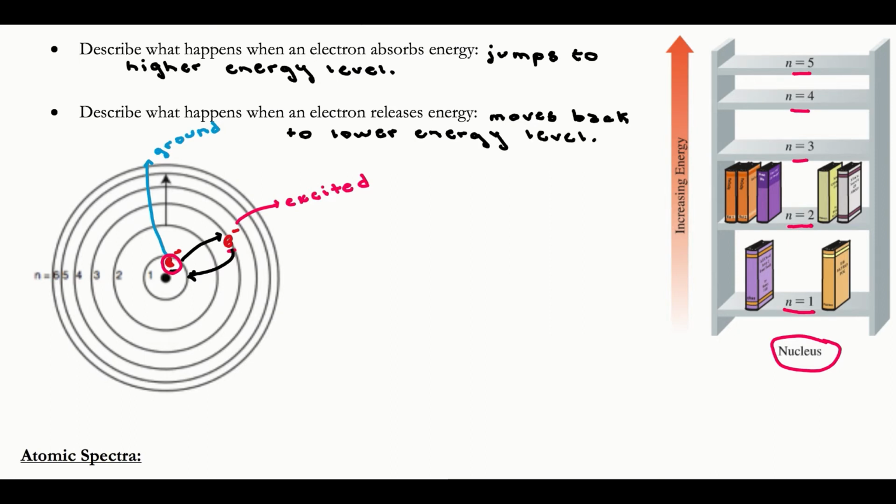All right, so why do we care? Well, when that electron goes from the excited state back down to the ground state, in order to do that, it is releasing energy, and it releases energy that has a very specific energy of electromagnetic radiation. So this energy that's being released is electromagnetic radiation.